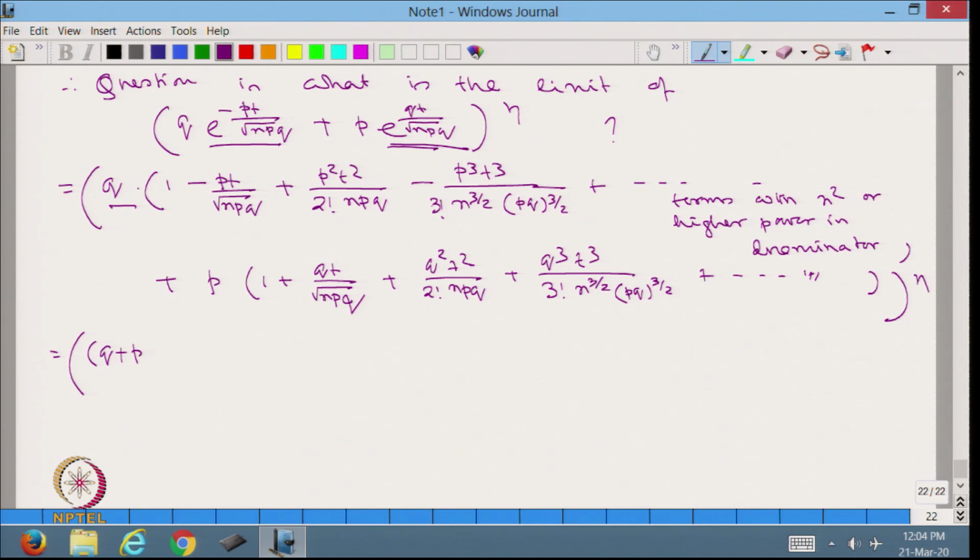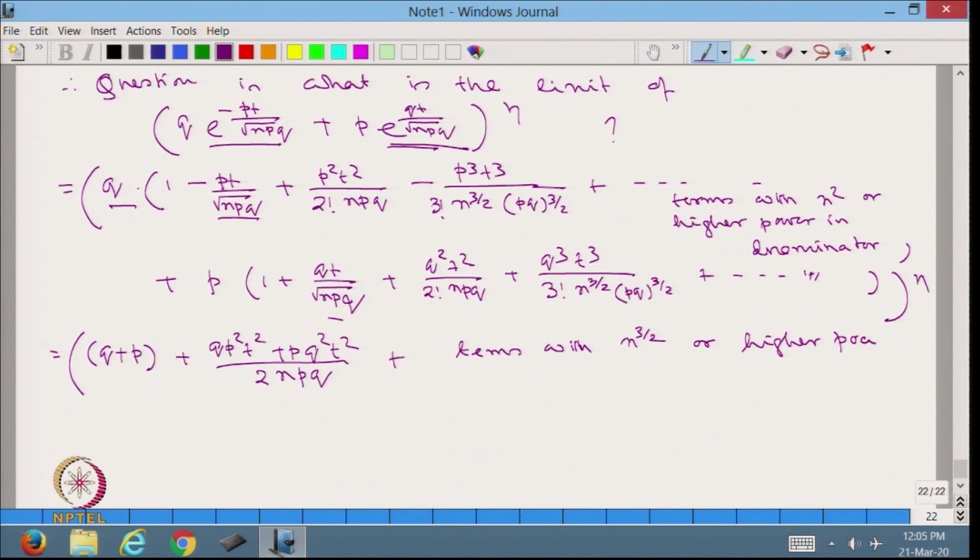So, we get q plus p, minus q p t plus q p t, therefore they get cancelled, plus q p square t square plus p q square t square upon 2 n p q plus terms with n to the power 3 by 2 or higher powers of n in the denominator, is equal to 1 plus, if we take p q common, it is t square upon 2 and that p q cancels with this, plus n plus other terms, whole to the power n.